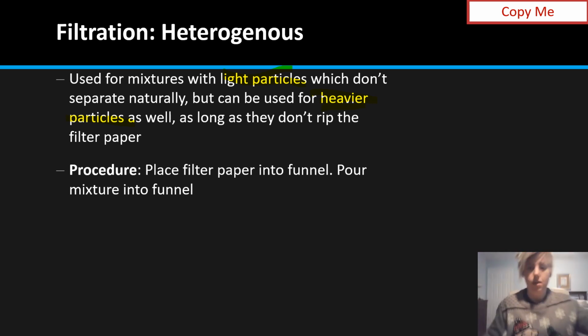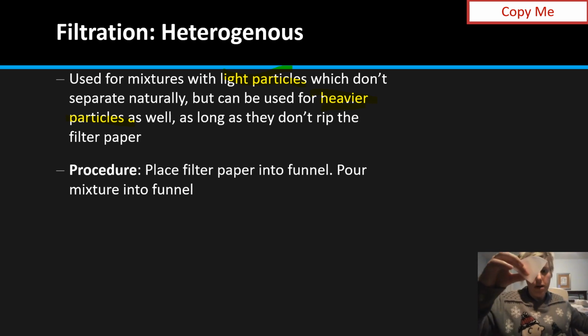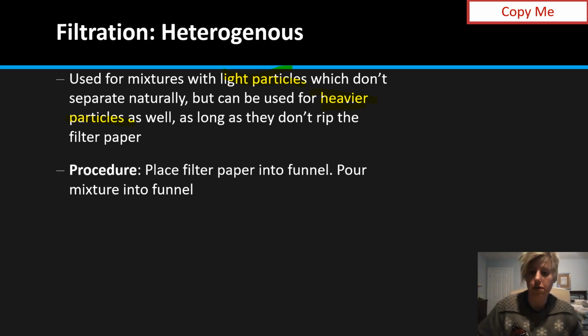Okay, here we go. I'm back. Have your filter paper, and once you have your filter paper in your funnel, simply pour the mixture into the funnel. When you're pouring, again, you don't pour all of it in at one shot. You pour a little bit time and time again until all of your mixture goes through the filter paper.